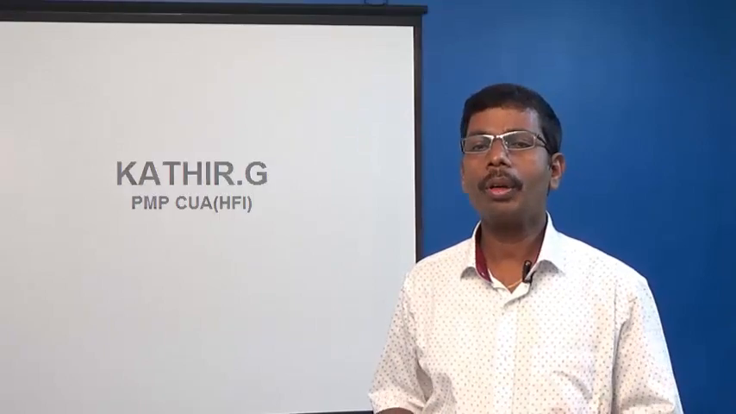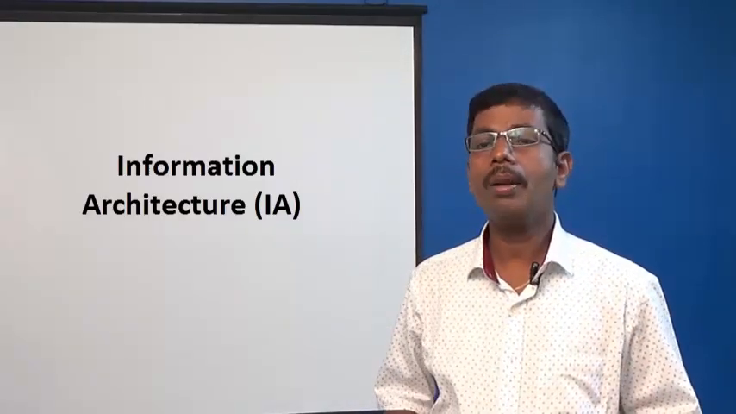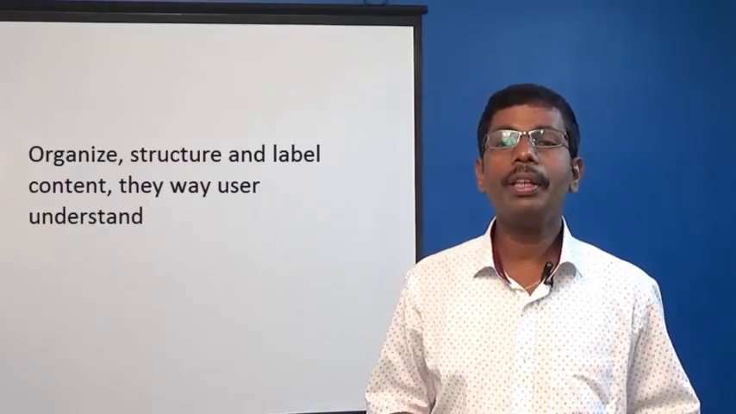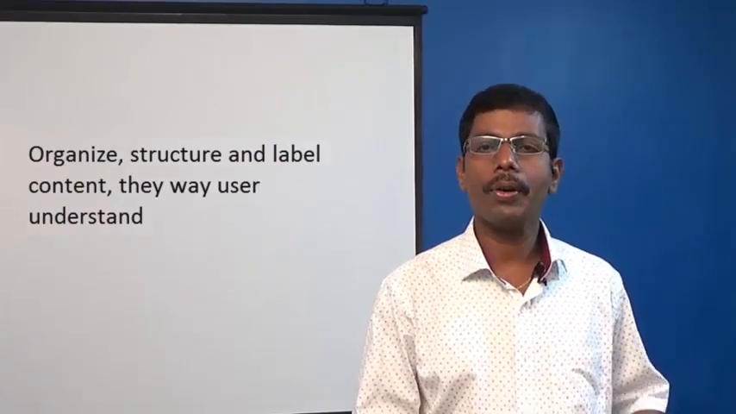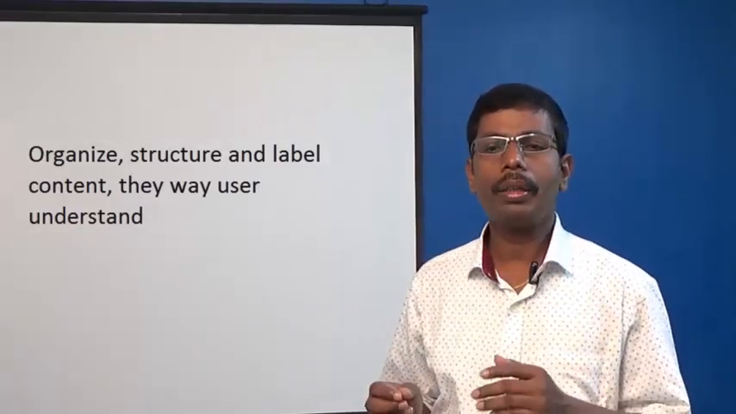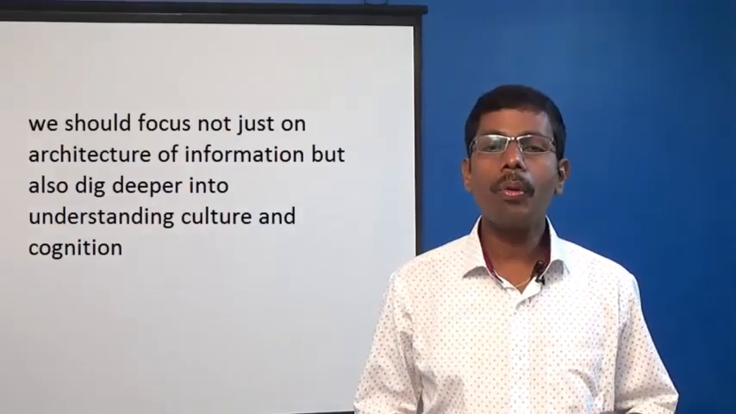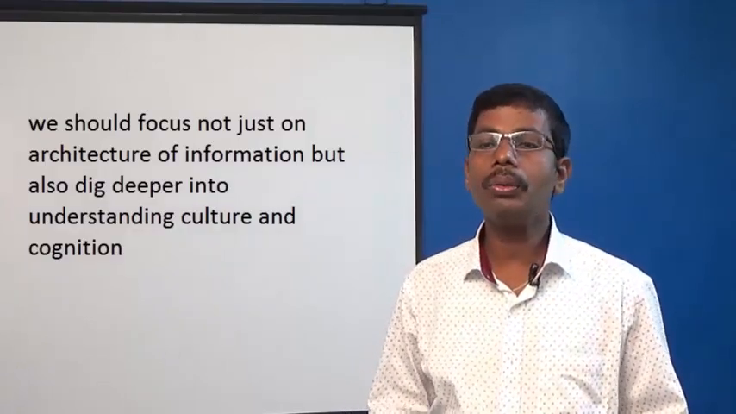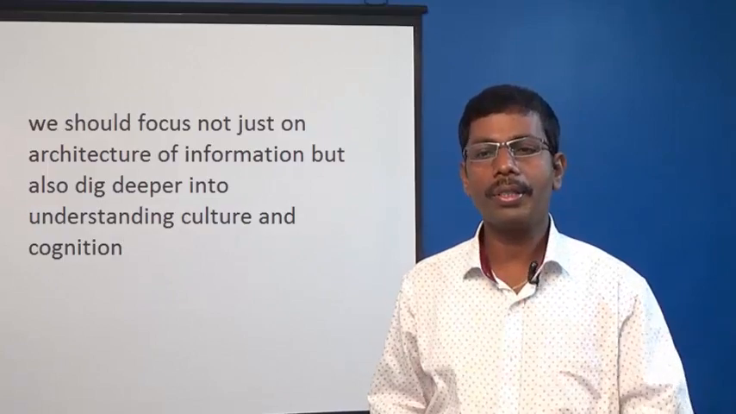Today I am going to talk about information architecture. Information architecture (IA) helps to organize, structure and label the content in a way that users understand effectively and efficiently to complete their tasks. Peter Morville, the father of information architecture, mentions we should focus not just on the architecture of information, but also dig deeper into understanding culture and cognition.